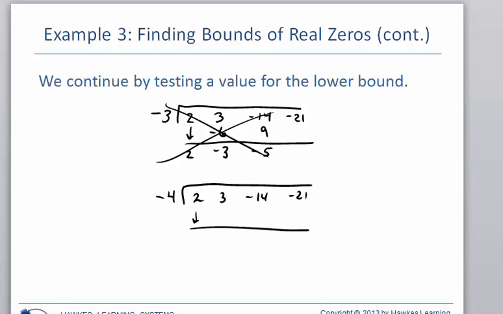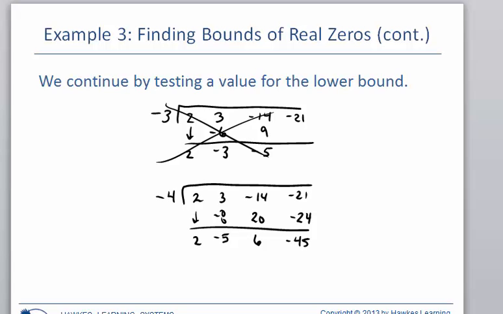Okay, so we're going to drop that 2. Negative 4 times 2 is negative 8. We'll add, giving me negative 5. Negative 4 times negative 5 is 20. We'll add, giving me 6. Negative 4 times 6 is negative 24. And we'll add, and we'll get negative 45.